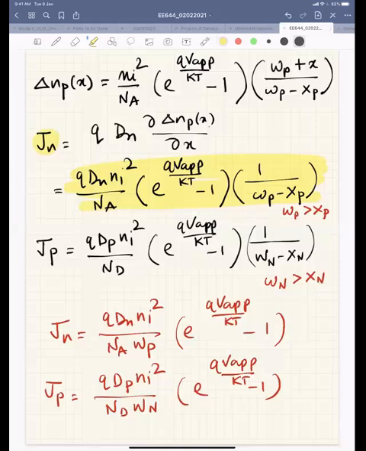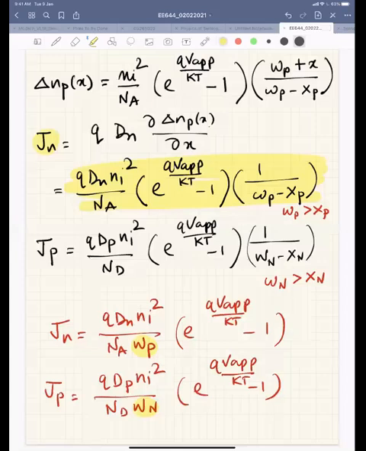In the earlier equation I have Lp and Ln here. Now Lp and Ln are replaced by Wp and Wn. So your current now depends on the width of the p region and the width of the n region. When we go to the bipolar transistor, for an npn transistor, your current depends on the width of the base region, because that is a narrow base diode.